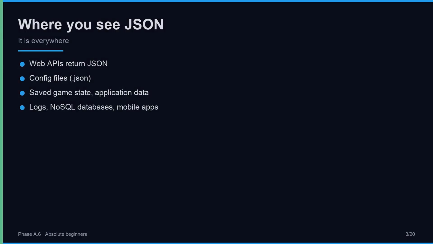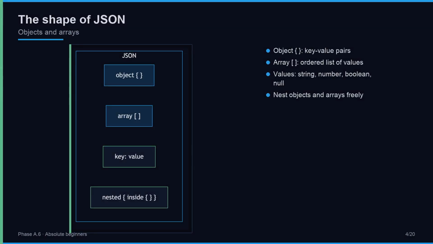Where will you actually meet JSON? Everywhere. When your phone asks a server for the weather, the server answers in JSON. When you save settings in a config file, that file is often JSON. When a mobile app caches data, when a game saves its state, when a NoSQL database stores a record, JSON. Once you recognize the format, you start seeing it in every corner of modern computing. It is everywhere.